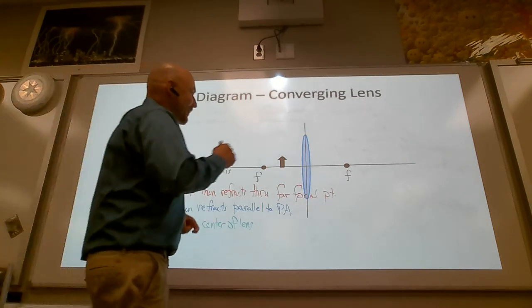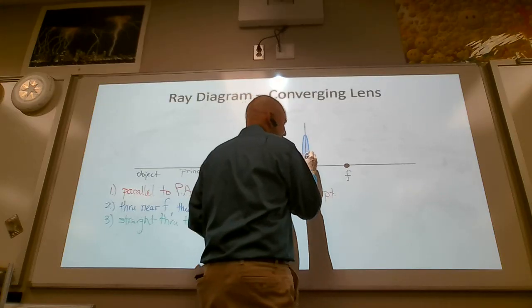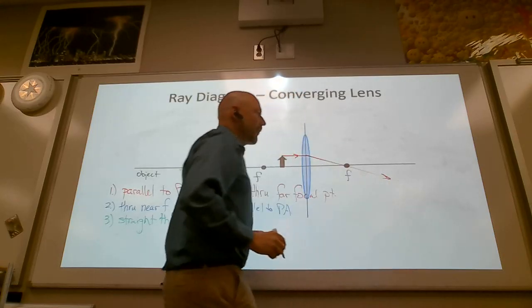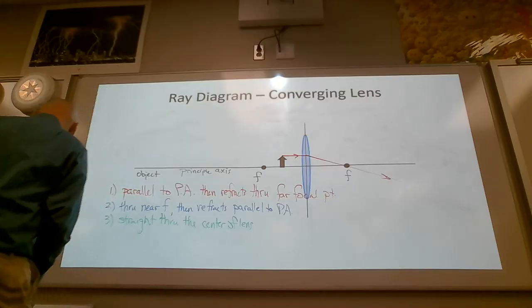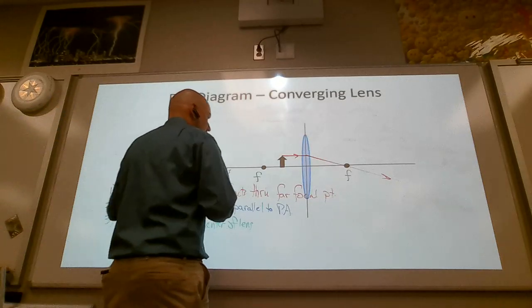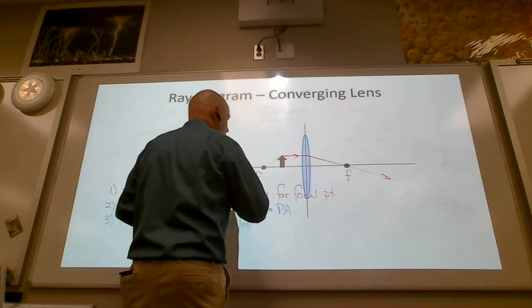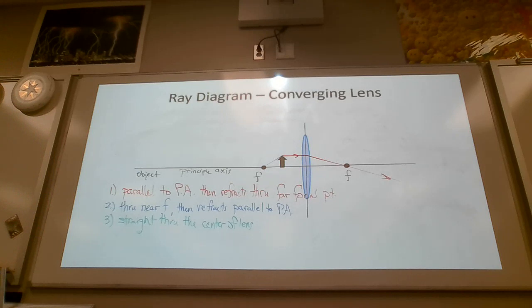All right. Hopefully you said this. Parallel to the principal axis through the far focal point. Good? That was ray number 1. Ray number 2 is through the near focal point. But when we do that, it's like, dude, you missed the lens entirely.